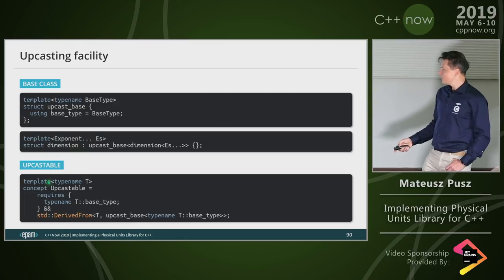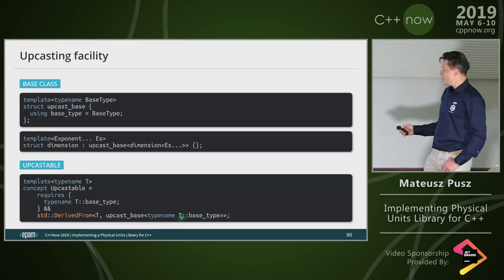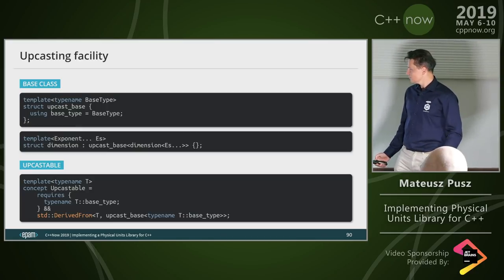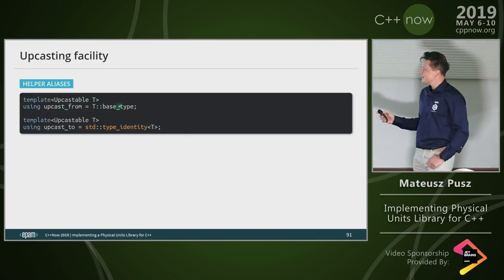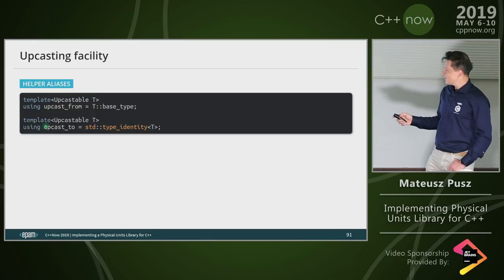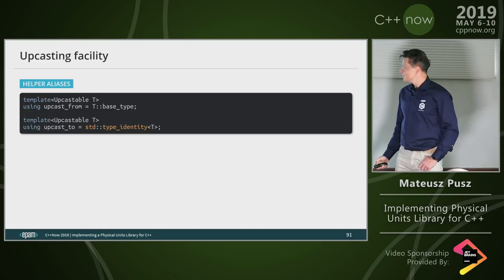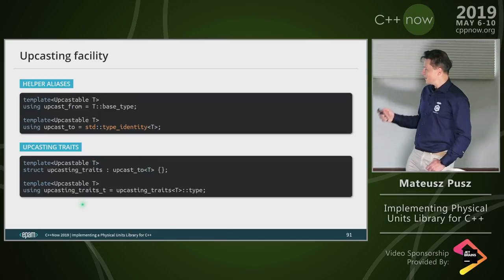Then I have the upcastable concept, saying that something is upcastable if the type has a base type member type here, and is derived from upcast base of the type defined here. Then some helper aliases: upcast from will be T's base type. Notice that I do not have typename here because in C++20 it's not needed anymore. And upcast to is this type identity that basically provides the same T as a type in this type trait. Upcasting traits is a simple type trait saying that the default implementation of from T just casts to the same T. And I have an underscore t helper.